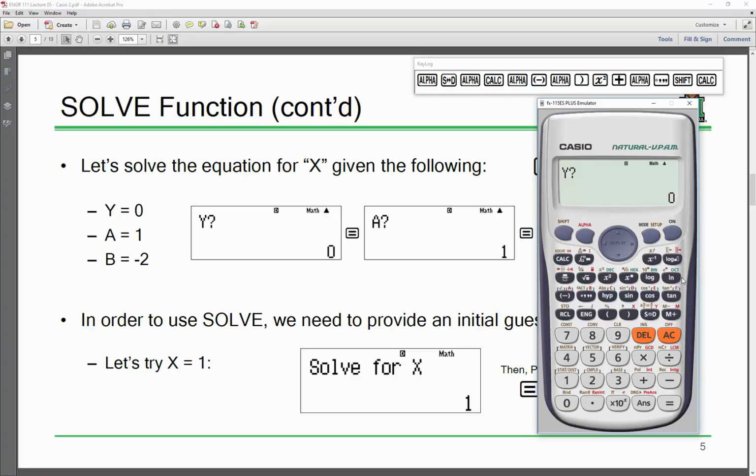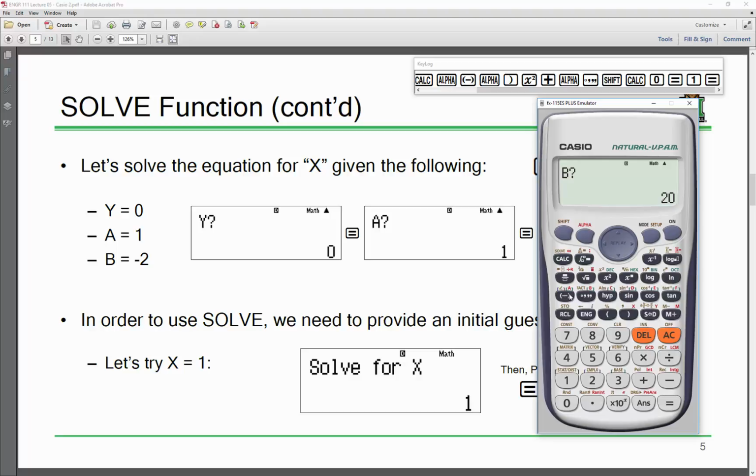So we go to our expression, we say y equals 0, a equals 1. Now notice it's listing a equals 7 because that's actually the last value that we used when we were using the calc function. So we overwrite that by saying a equals 1. And b, see, it's 20 because that's what we used last time. We need to input -2.